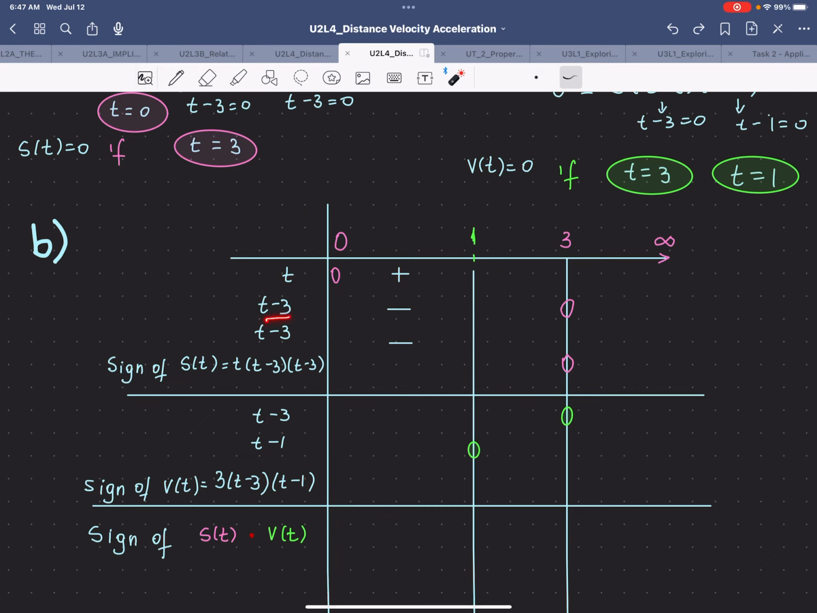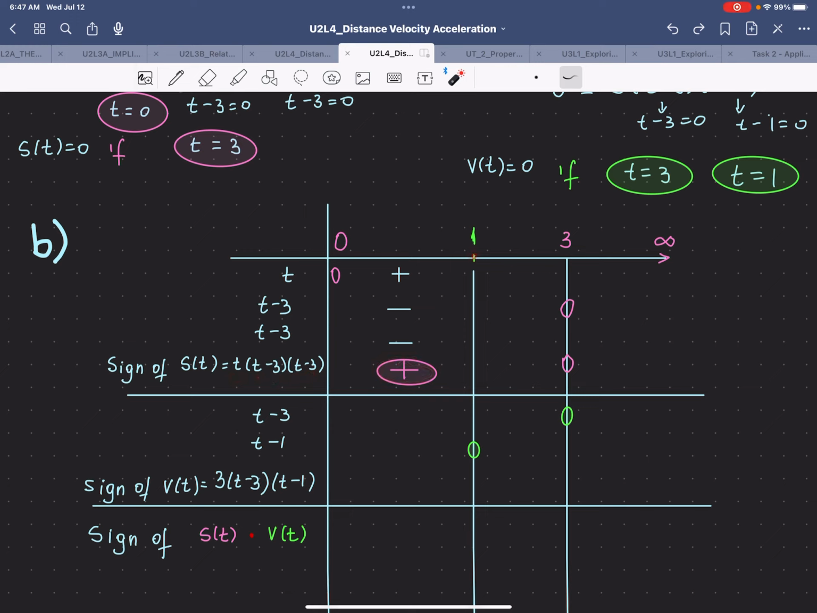T minus 3, on the other hand, is going to still be negative in here, which means that in the interval from 0 to 1, the first factor t is positive and the other two factors are negatives. So therefore, we're going to say t minus 3 will be positive here.